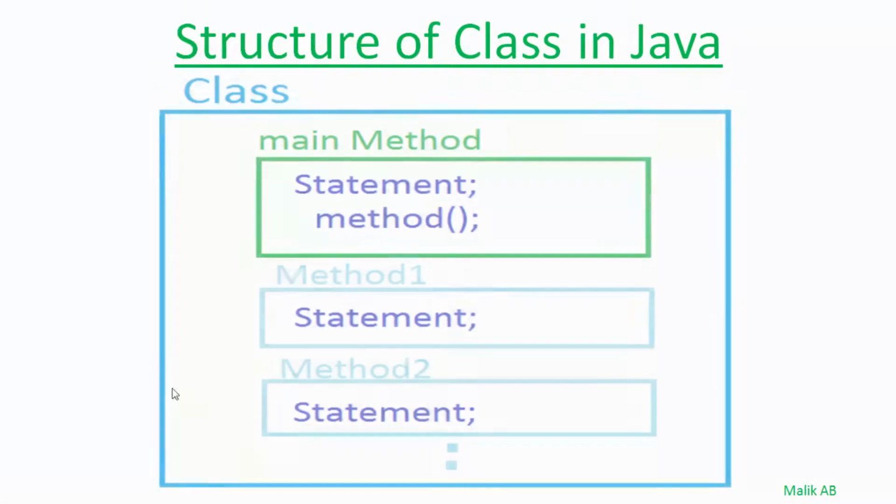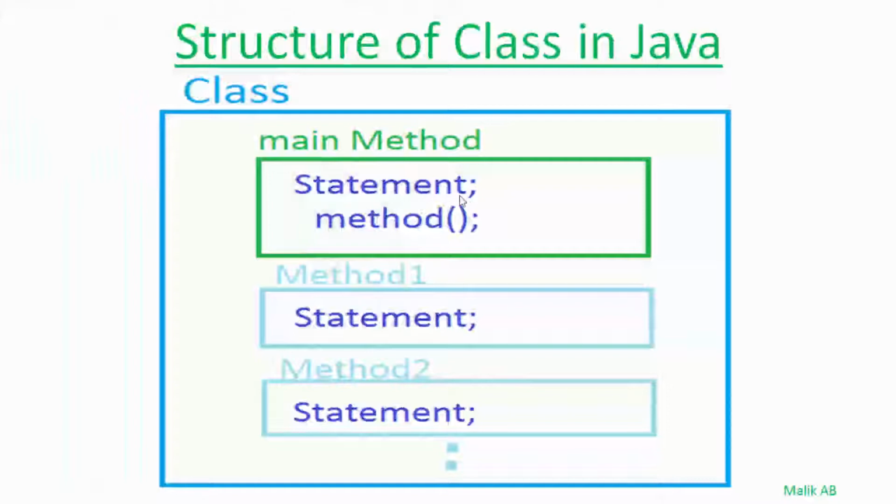Friends, today we are going to study how we can write methods in the Java programming language, and we will do practical as well. In front of us there is a structure of a class, and as we have already learned, everything can exist only inside a class, and to execute a class a main method is a must. We can have other methods which we can call from the main method.